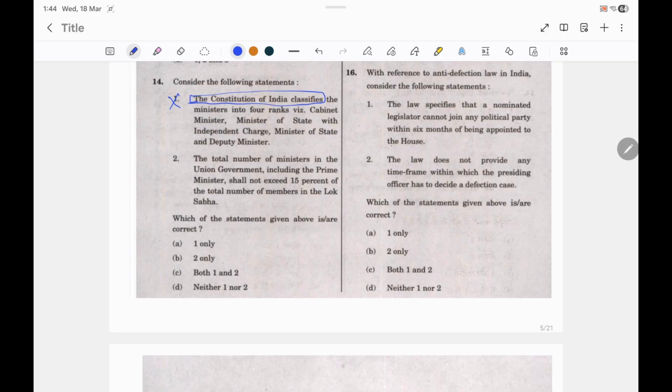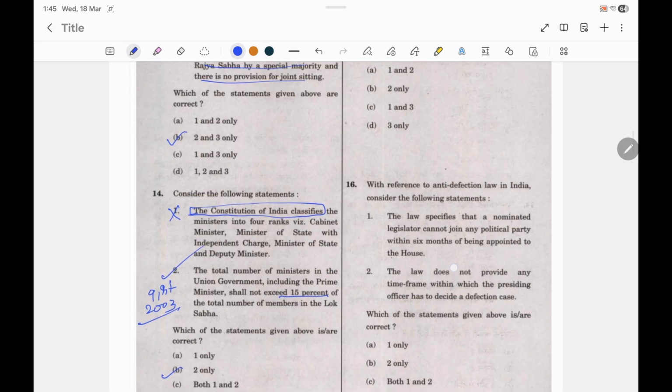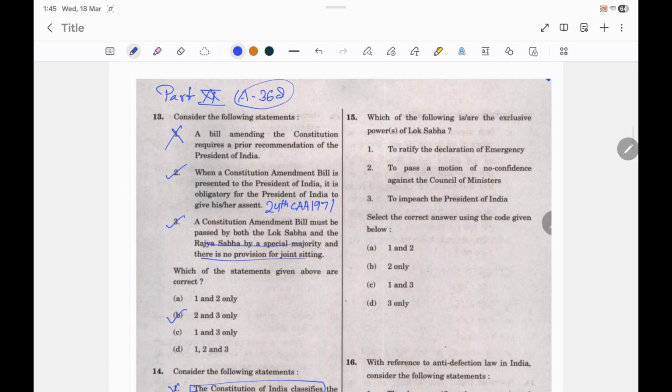So now option 2. The total number of ministers in the union government, including the prime minister, shall not exceed 15% of total members of Lok Sabha. This is also correct. This is added by the 91st Constitutional Amendment Act 2003. So this 15% includes the prime minister. Remember this. Answer will be option B, that is 2 only. Now moving on to the next question, which is asking about the exclusive powers of Lok Sabha. To ratify the declaration of emergency?